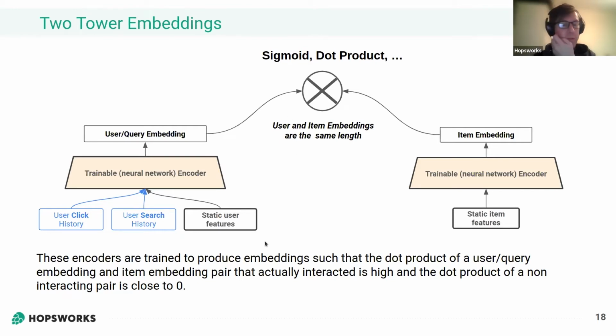What we're trying to do is train these encoders, both the user query embedding and the item embedding encoders, such that the distance or dot product, which is one measure of distance, of a user query embedding and the item embedding, when the user has searched for something and their history looked like this, and they clicked on this item, should be high. Sorry, I should say high. And then when the user didn't click on it, the dot product should be low.